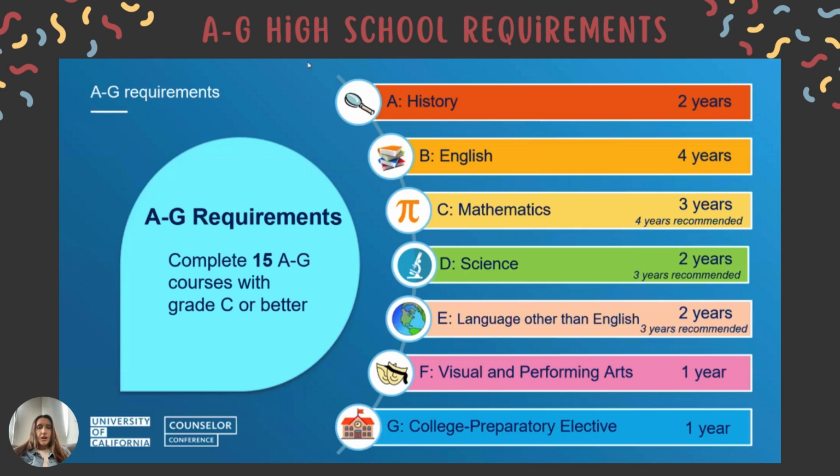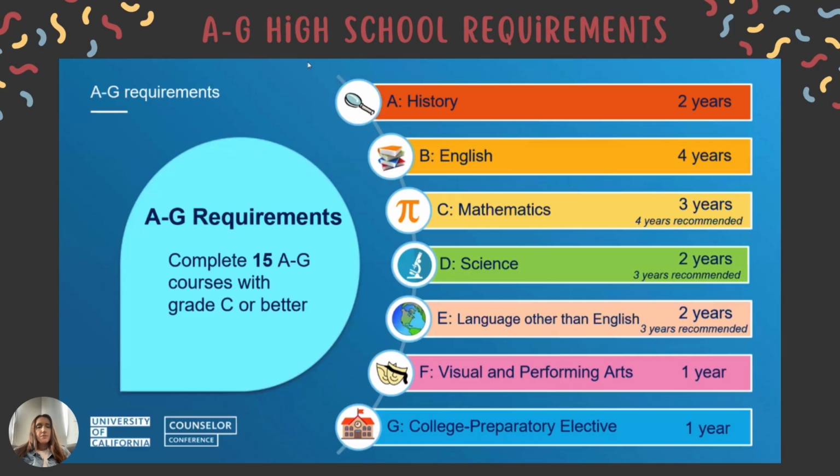So the first requirement you see on the screen is history. They have to take 2 years worth of history classes in order to be eligible. Then next you see English. That is 4 years. 4 years is required. Next is mathematics. So they have to take at least 3 years of math, but 4 years is recommended.